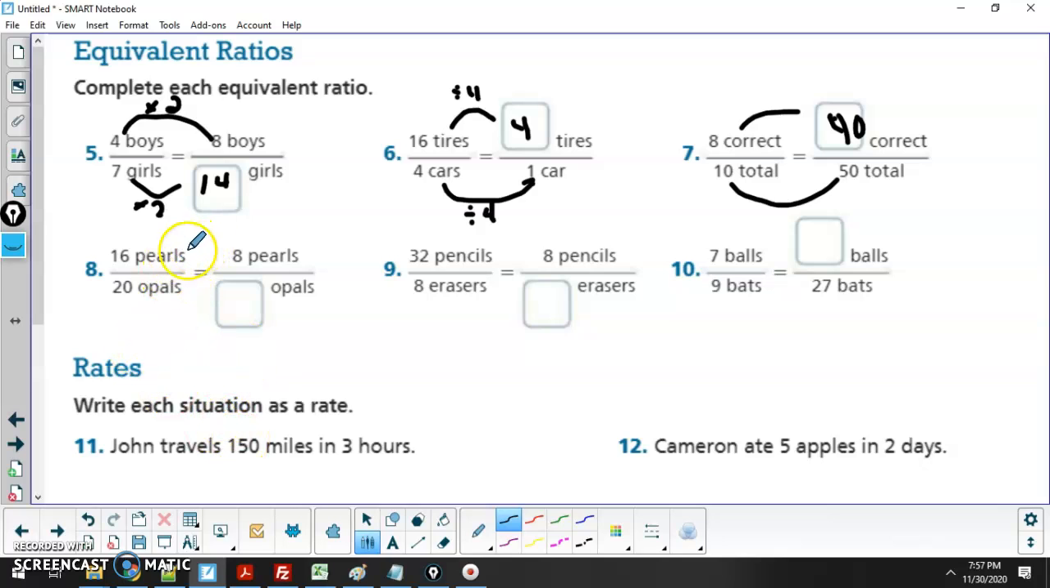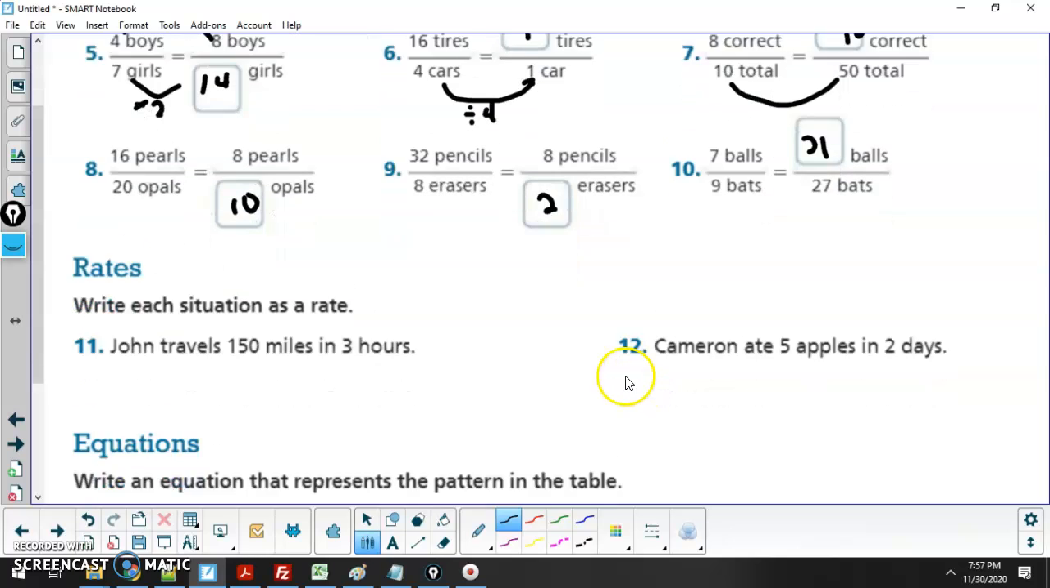All right. This next one, you're going to be dividing by 2. So you get 10 opals. Here, you're going to be dividing by 4 again. So 8 pencils to 2 erasers. Here, you're going to be multiplying by 3. So this is 21 balls, 27 bats. All right.